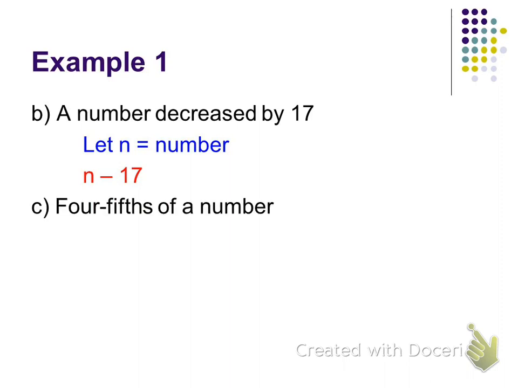Part C says 4/5 of a number. So again, we have a number. I need to define a variable using a let statement. I'm going to let n equal that number. Of is kind of like a hidden math word. Does anyone know it? Yes, it means multiplication. So we want 3/5 multiplied by n.